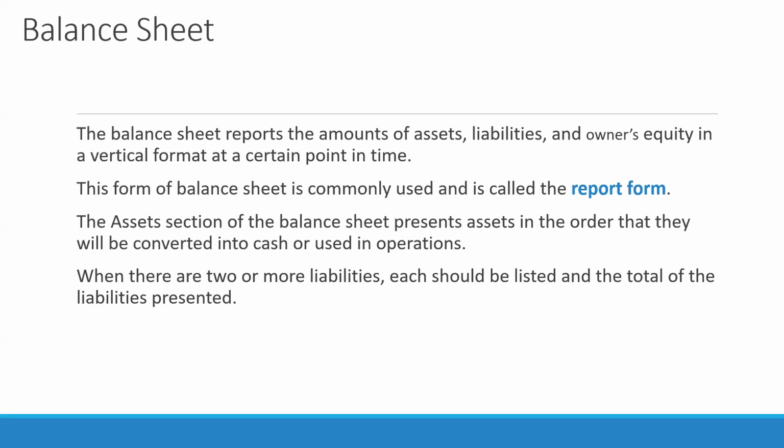And then the liabilities are the same. The assets are going to be on top, then liabilities. Liabilities are also listed generally in the order that they're going to be paid. So accounts payable would be first, and then say you have more long-term debt, that would be further down the line.